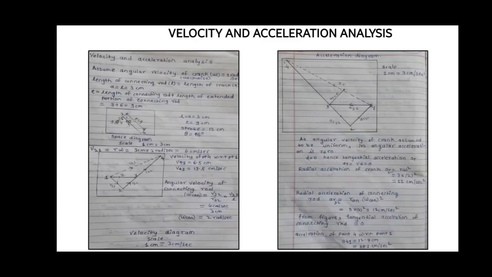The link lengths we have found are used to draw the configuration diagram for velocity and acceleration analysis, for which the relative velocity method is used. We consider the crank angular velocity as 2 radian per second and the position of the crank at 45 degrees. We also perform the simulation of our mechanism in SAM software.